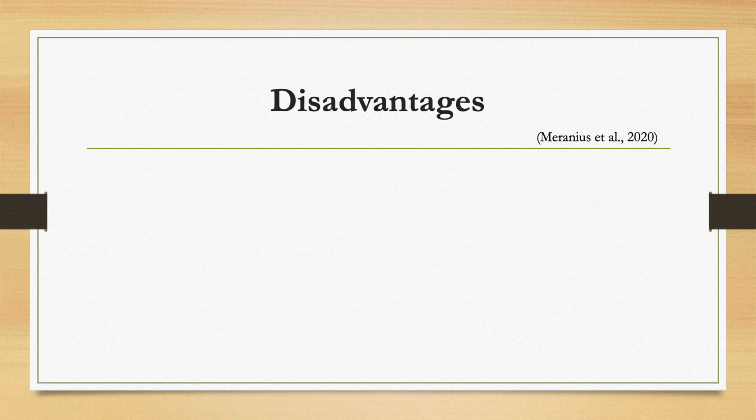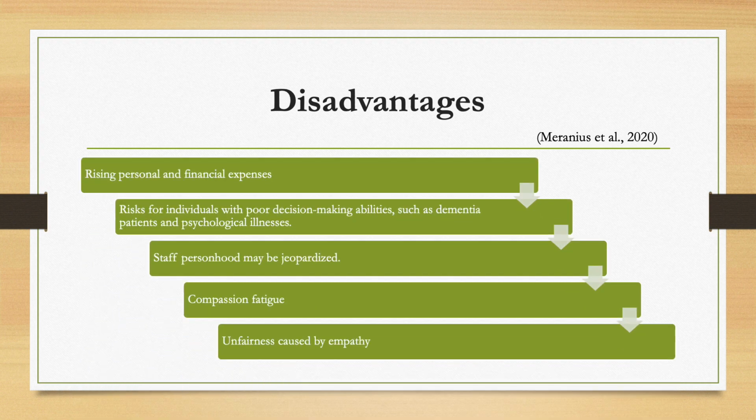Now, let's talk about disadvantages. Rising personal and financial expenses. It might be more costly than before, and there are risks for individuals with poor decision-making abilities such as dementia patients and psychological illnesses. Staff personhood may be jeopardized. Compassion fatigue, unfairness caused by empathy.